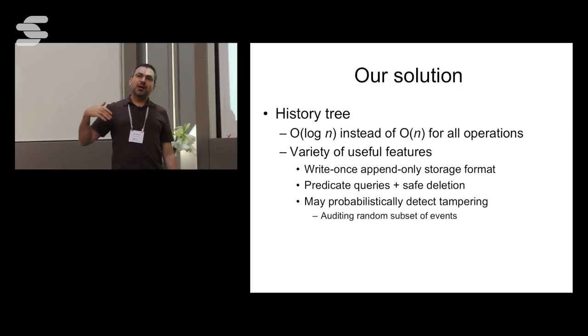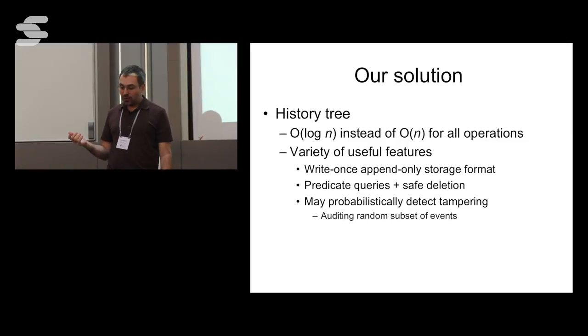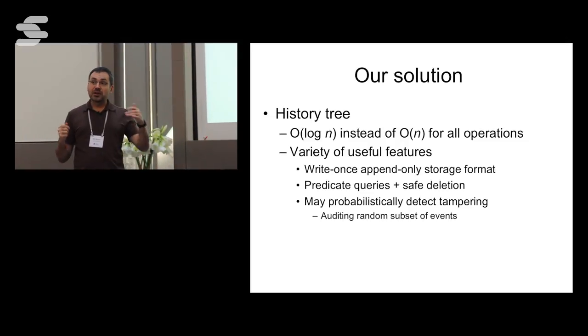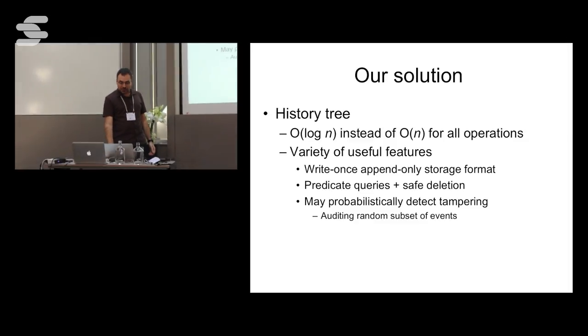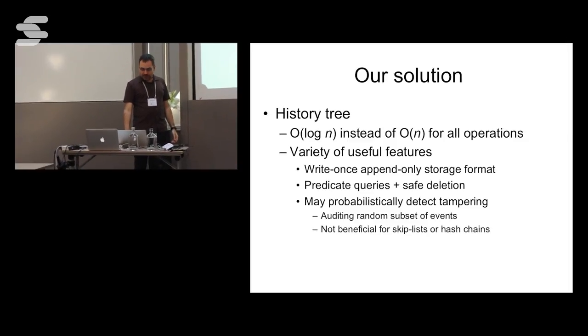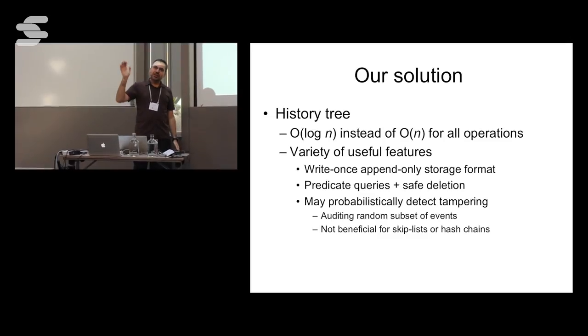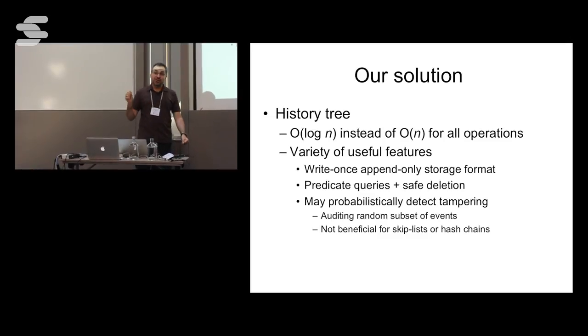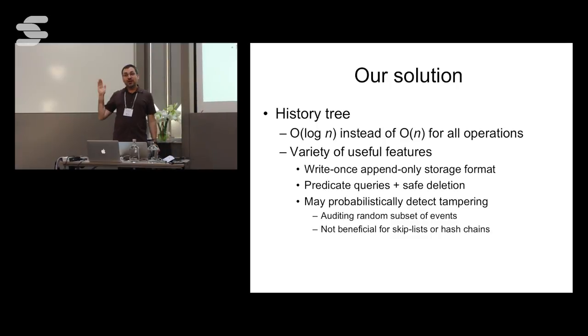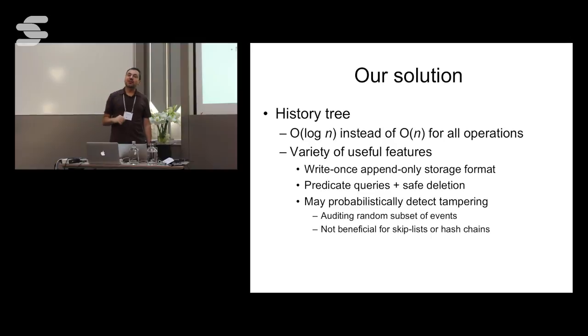We can do tamper detection probabilistically if we're trying to be super duper efficient by auditing at random, and we can dial that up or down and still keep it fast. That's not something that makes sense with linked lists or skip lists, but with trees, if auditing every single thing is too expensive, I can let you dial in a probability anywhere you want, and I can scale.